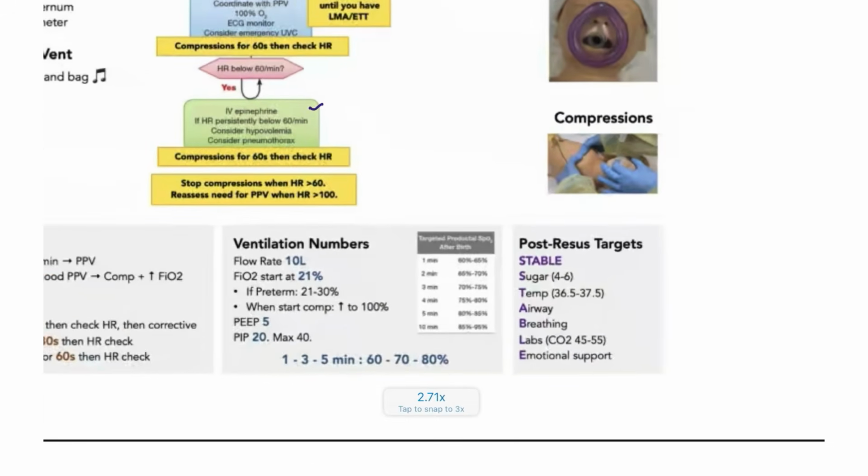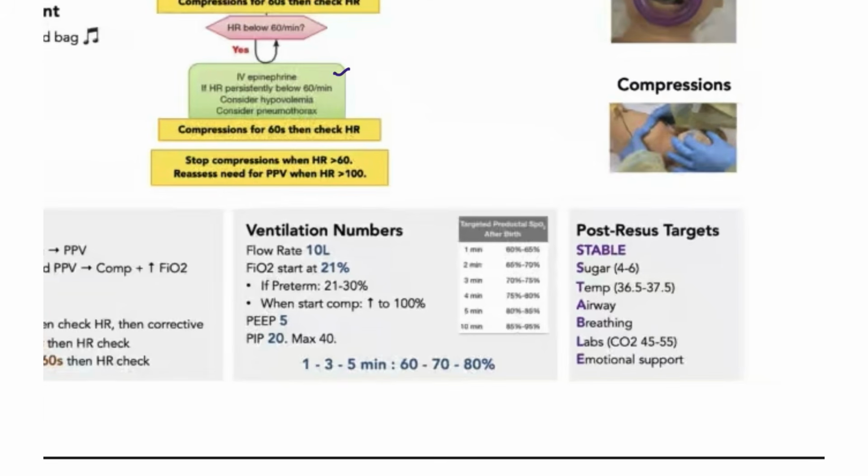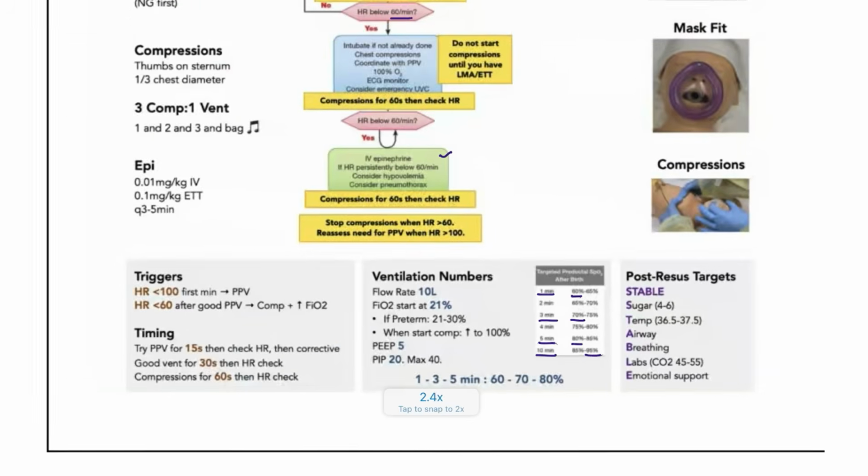And what is the oxygen saturation target for this patient? At 1 minute, it is 60%. At 3 minutes, it is 70% SpO2. At 5 minutes, it is 80%. After 10 minutes, you will reach 95%.